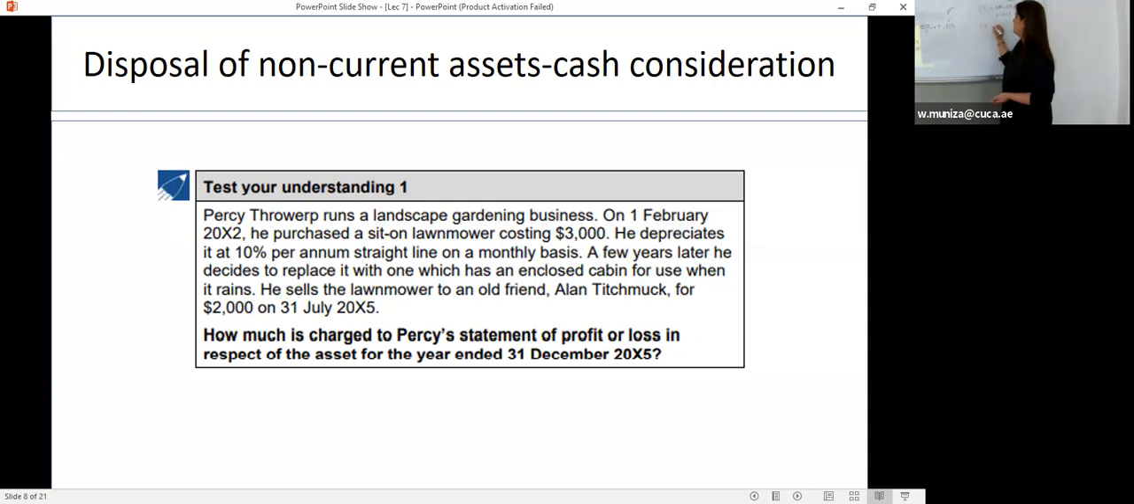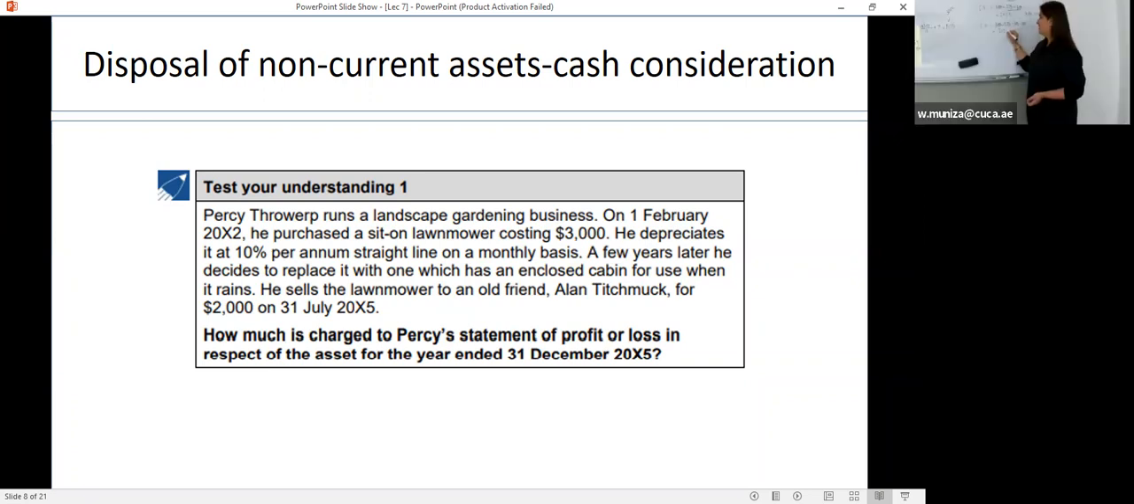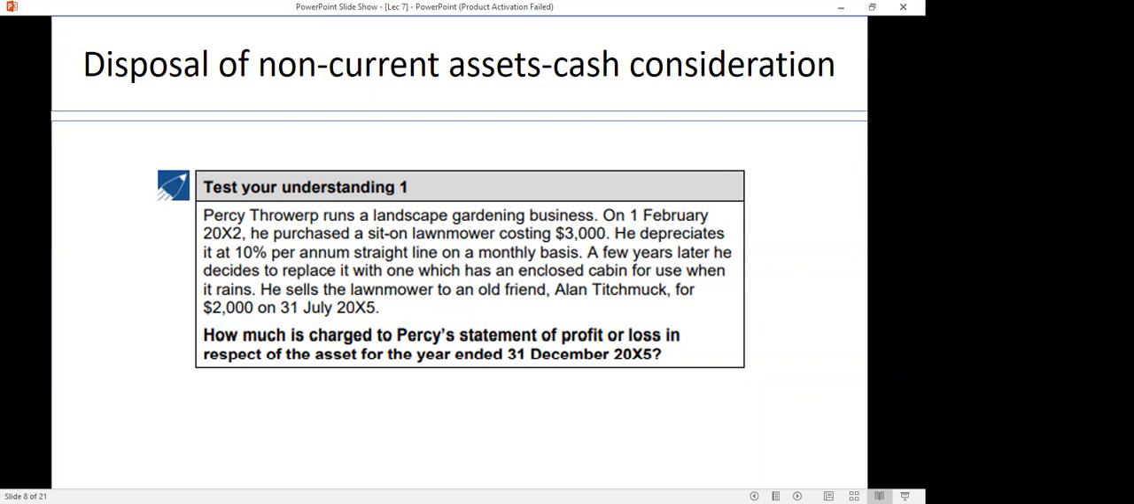Then for 31st December 2004. 3000 minus accumulated depreciation, 275 minus 300 for this year, for 31st December 2004, 300 more. How much will be the carrying value? 2125. This is at 31st December 2004. Is it, students? Getting it?